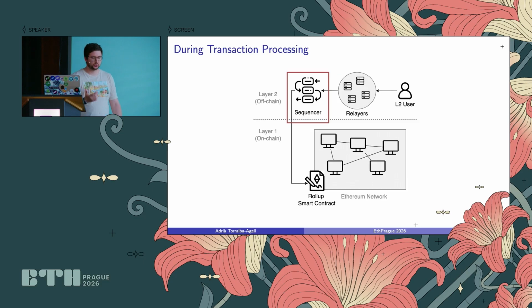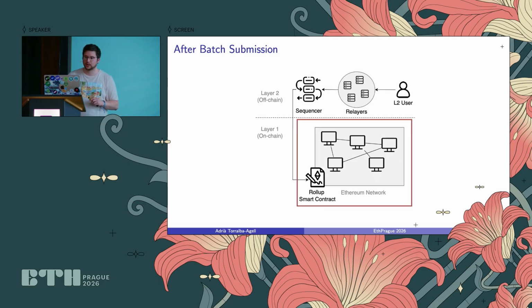The second is during the transaction processing. Here, depending on the architecture that we have of the sequencer, we have different kinds of attacks. And lastly, we have attacks that may be possible after the batch is submitted to L1.